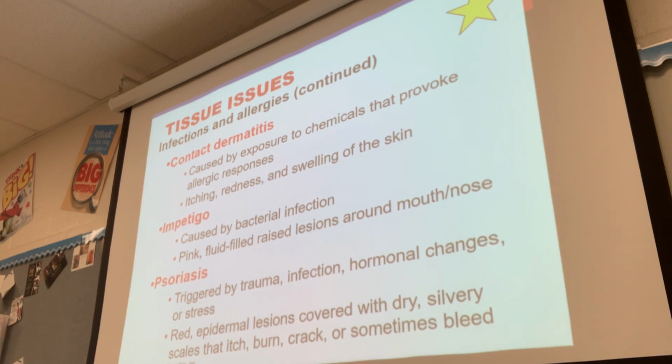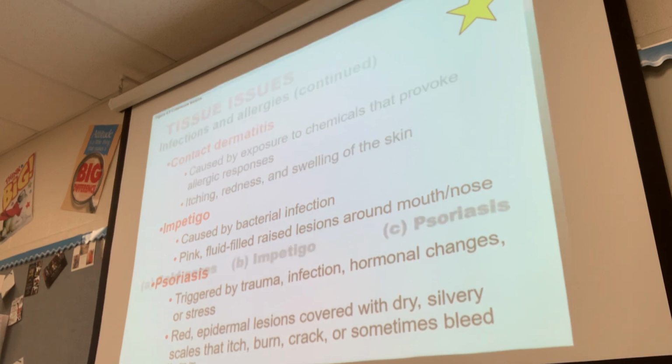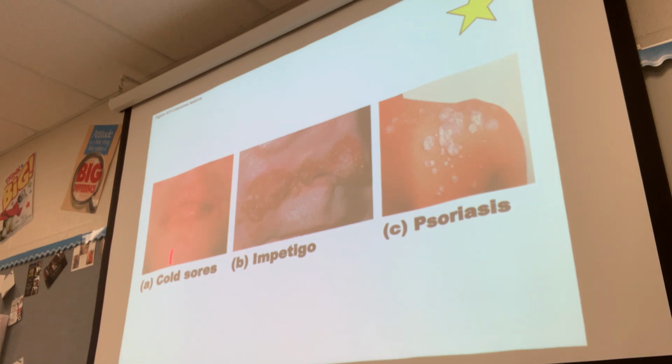Psoriasis. Psoriasis is triggered by trauma, infection, hormonal changes, stress. So there's a lot of things that trigger psoriasis. Red epidermal lesions covered with dry, kind of silvery scale-like. It's itchy, it burns, it cracks, and it sometimes bleeds. So it's different from impetigo. Impetigo is mostly around the mouth and the nose. Psoriasis can occur anywhere on the body. And a lot of times there's some kind of trigger that activates it.